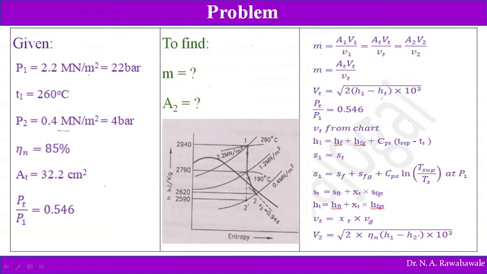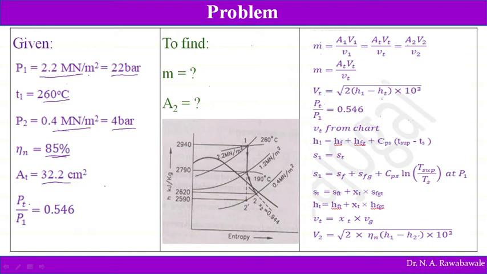Now let us see. The pressure at the inlet is 2.2 meganewton per meter square. We have to convert it into bar, that is 22 bar. The temperature of steam at inlet is 260 degrees Celsius, which is superheated steam. The pressure at exit is 0.4 meganewton per meter square, which if we convert into bar, will be 4 bar. The efficiency of the nozzle given is 85%, and the area at throat is given as 32.2 centimeter square.